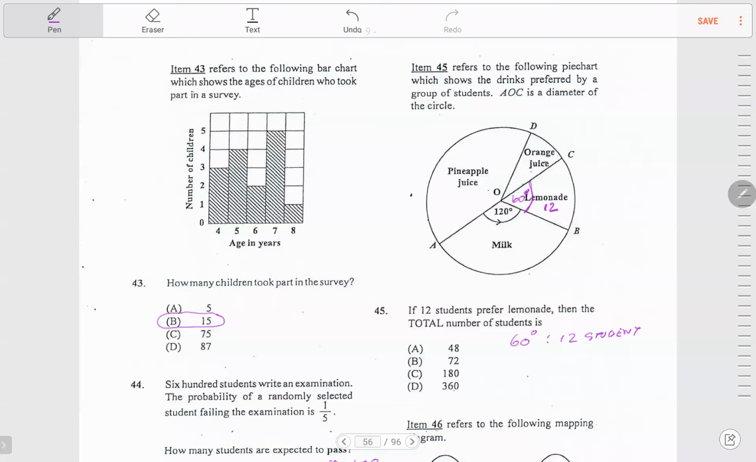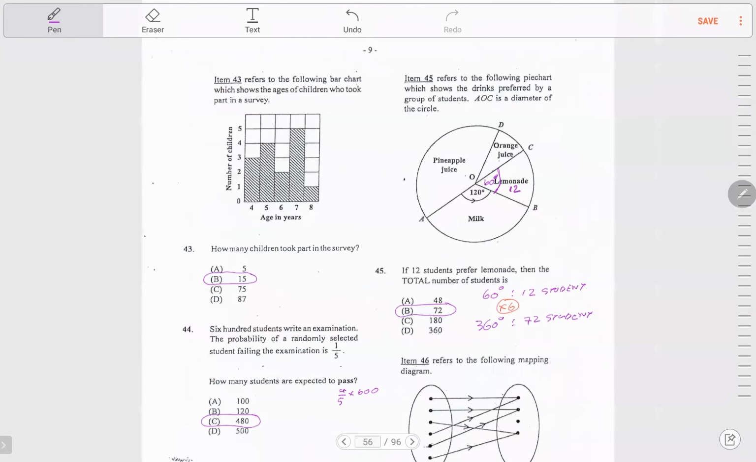So the total will correspond to 360 degrees. To get 360 degrees, you just multiply by 6. The total angle will represent everybody now, which is 360. 360 degrees is now 72 students. So it means that there are 72 students in all in the survey. Simple as that. Because if 60 degrees is 12, you want to know what 360 degrees is. You multiply by 6. All right? Simple as that.